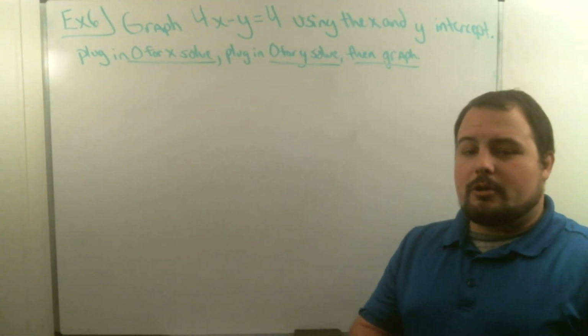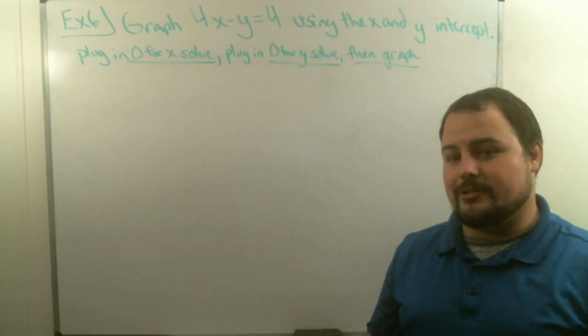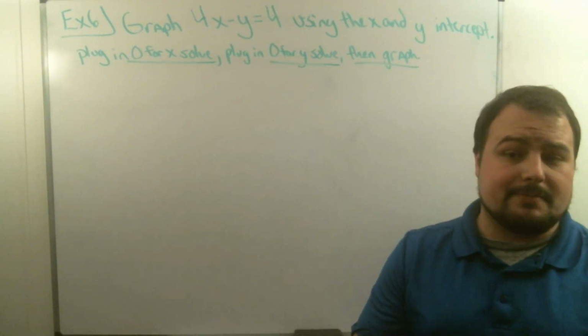For the next two examples we're going to be doing, we're actually going to graph by using intercepts. So we looked at how to see an intercept on a graph. We looked at how to see an intercept on a table.